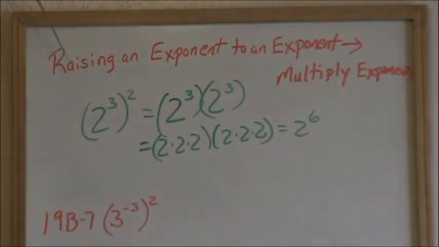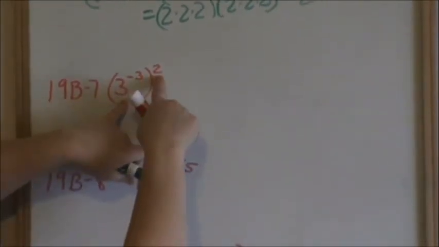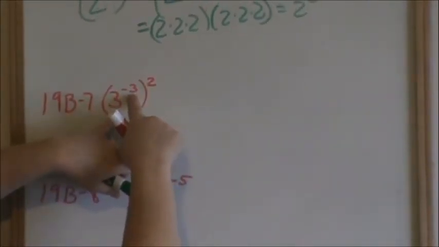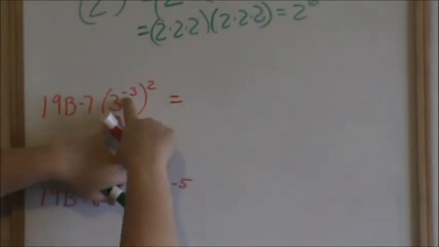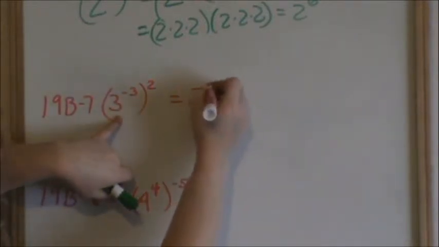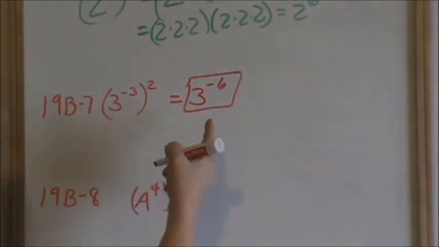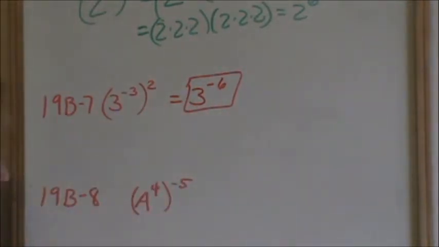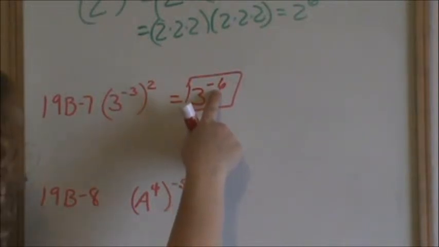Looking at problem 19b, number 7, we have 3 to the negative 3 raised to the second power. When you have an exponent raised to an exponent, you multiply the numbers. Still keeping your negatives, a negative times a positive is a negative. So this would be 3 to the negative 6. If they tell you to make it a positive exponent, then go back and watch the video of negative and positive exponents. But if they just say keep it on one line, then you can keep your negative exponent and you don't have to change it to a positive exponent.